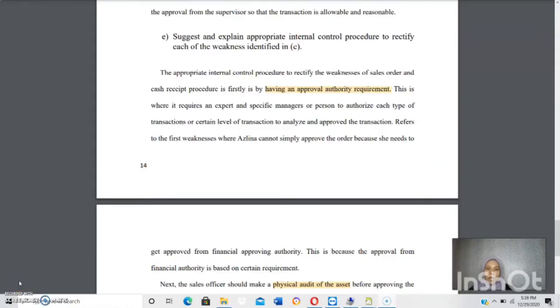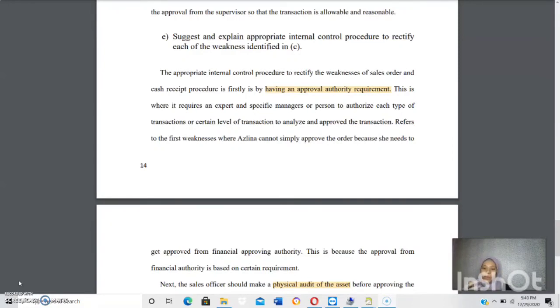Next, I will explain the appropriate internal control procedures to rectify each of the weaknesses identified in C. The first appropriate internal control procedure to rectify the weaknesses of the sales order and cash receipt procedure is having an approval authority requirement. This is where experts and specific managers or a person in charge are required to authorize each type of transaction or certain level of transactions, to analyze and also approve the transactions.